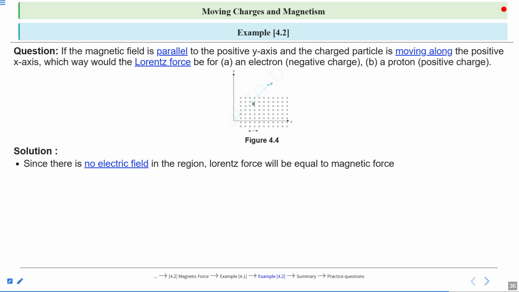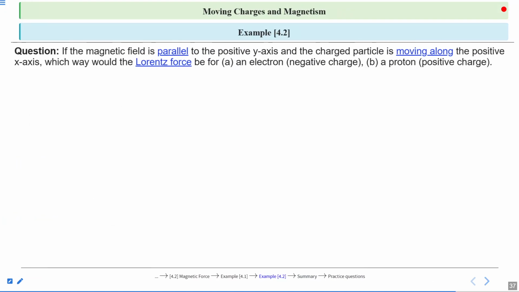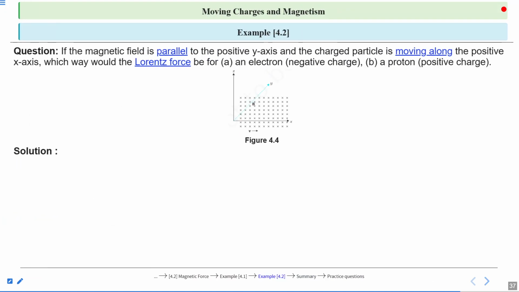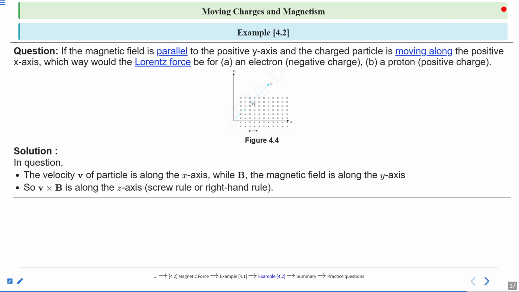Since there is no electric field in the region, Lorentz force will be equal to magnetic force. So magnetic force on the moving charge is given by Q V cross B, and direction of force will be given by right hand rule for vector products. The velocity V of particle is along x-axis, while B, the magnetic field, is along y-axis. So V cross B will be along z-axis according to right hand rule.